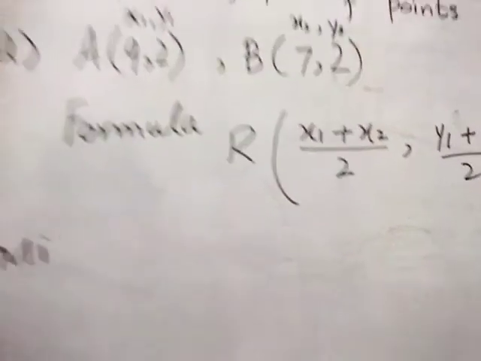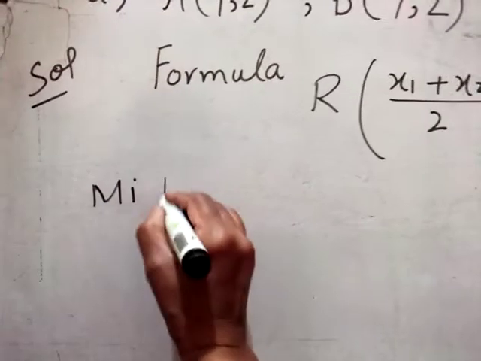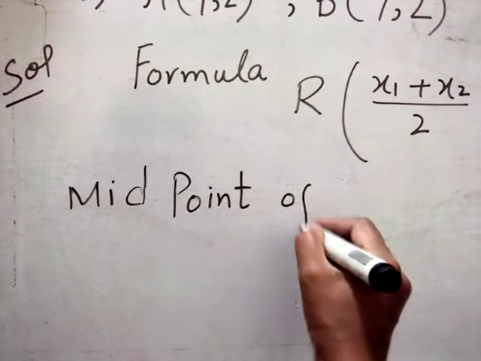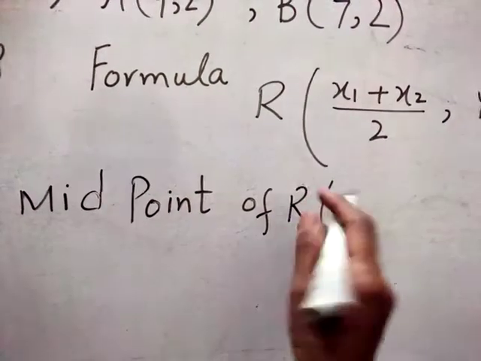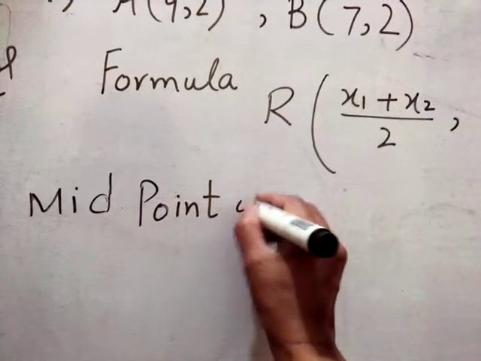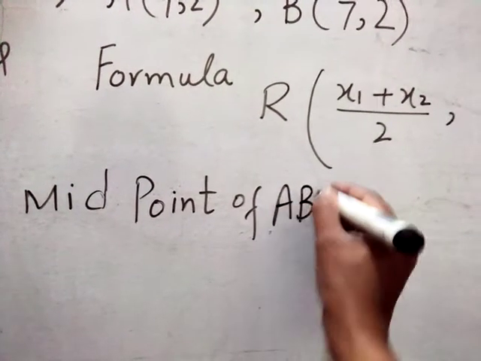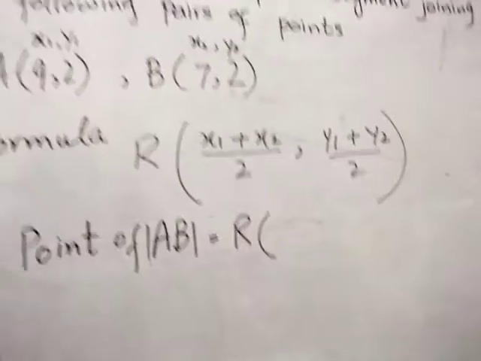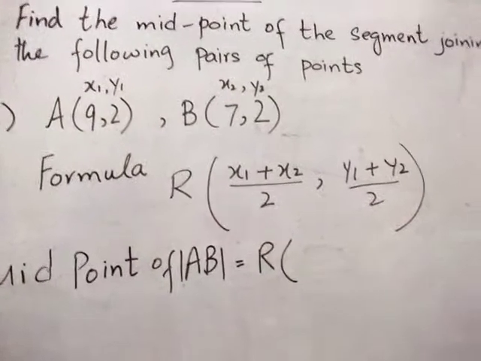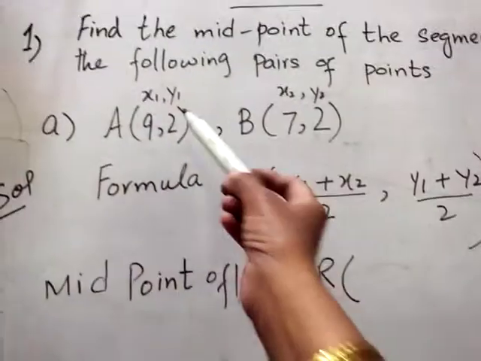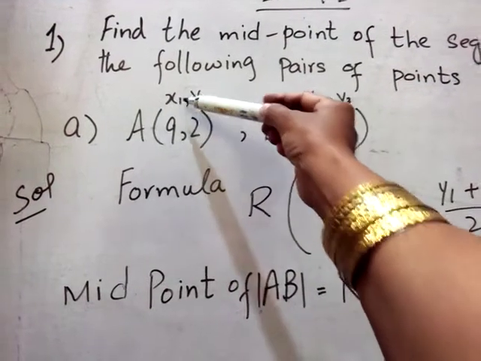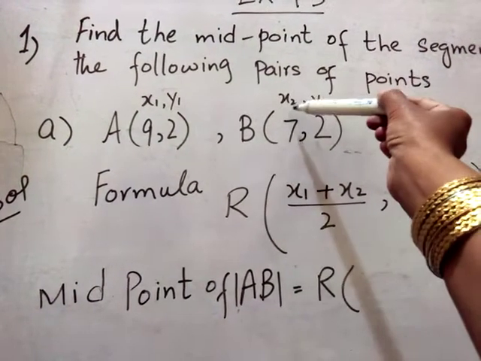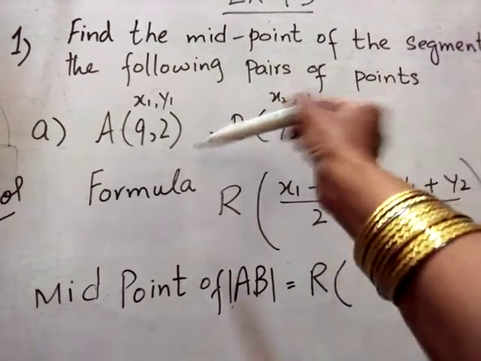So midpoint of AB is equal to R. Now the values of x1 and x2 will be written here. Mention x1, y1: x1 is 9, y1 is 2. Naming them as x1, y1, x2, y2, they are the coordinates of A and B.